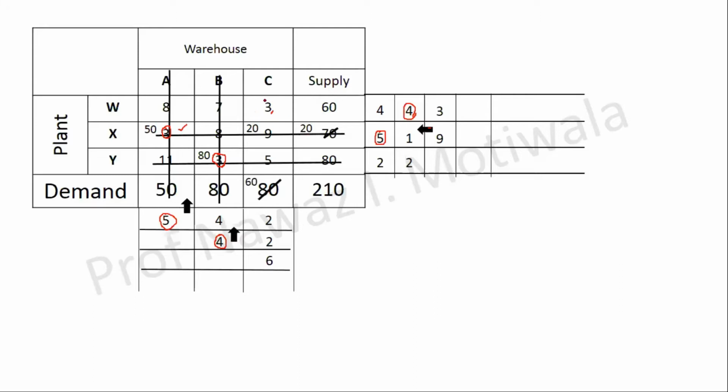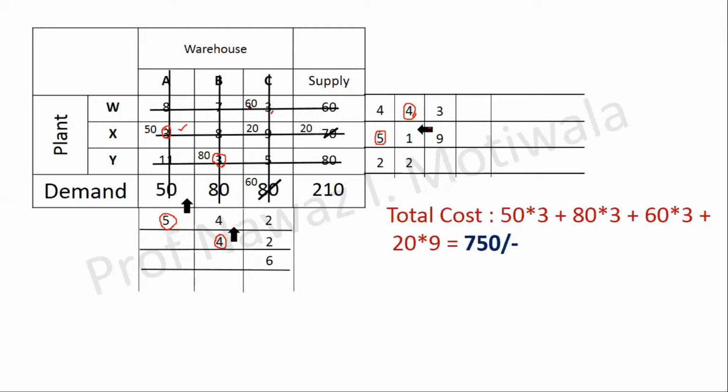Now you can see there is only one cell remaining and there is 60 supply and 60 demand. So directly we can write 60 in that particular place and cancel out these rows and columns. By doing this, we have found the initial basic feasible solution by Vogel's approximation method. The transportation cost, not the minimum cost, is obtained by multiplying the allotments by the cost per article, and I get the answer as 750 rupees.